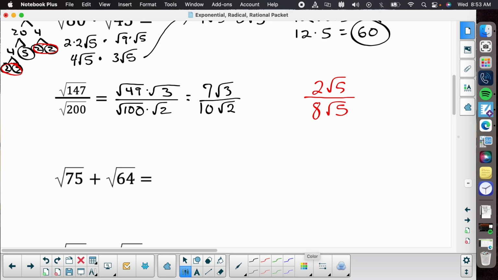You can cancel the 5s. And then what else? I heard you kind of saying it. Simplify. Then you could simplify the 2 and the 8 by reducing the fraction like a normal fraction. So you would divide top and bottom by 2 and you'd get 1/4.